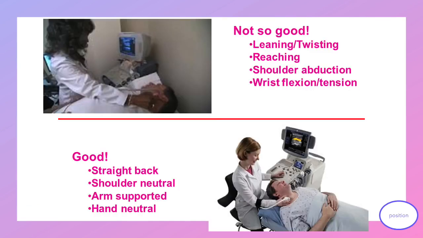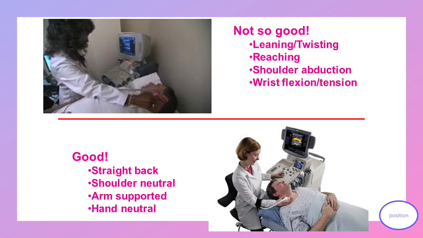So not so good: leaning, twisting, reaching, shoulder flexion, wrist tension. This is not so good, right? Really extending that arm out and reaching over across. What would be great is a straight back, a neutral shoulder, arms supported, and the hands neutral as well.